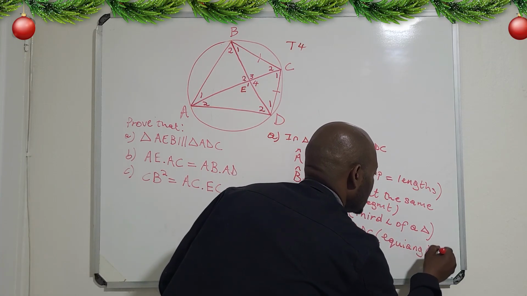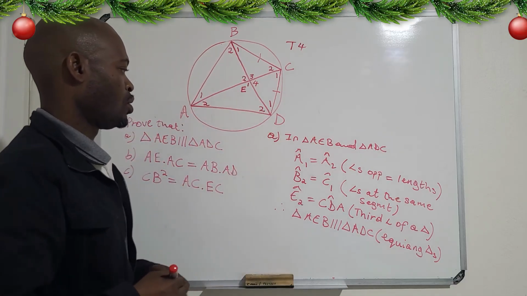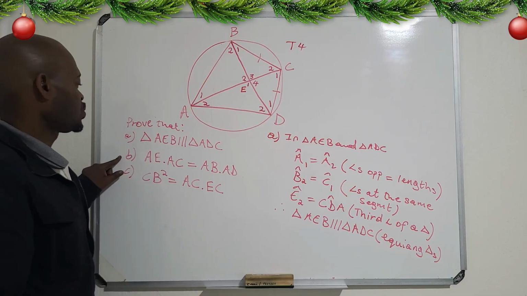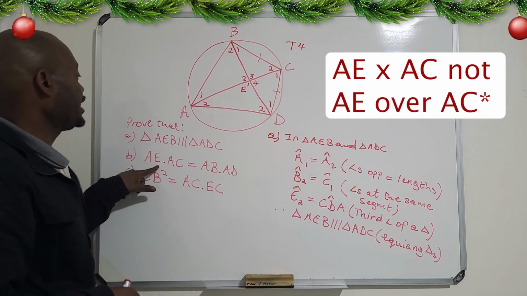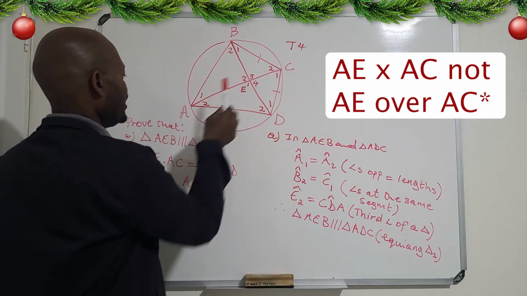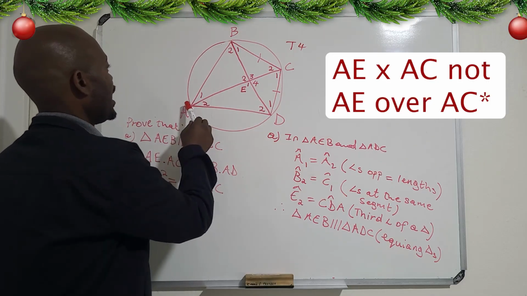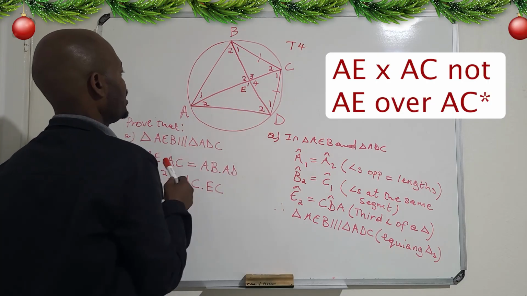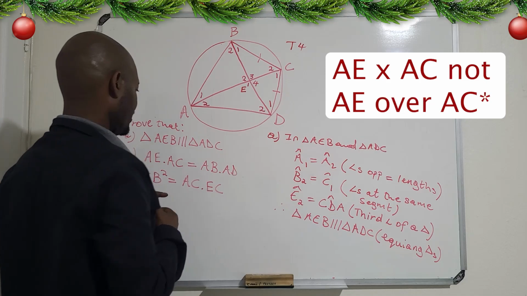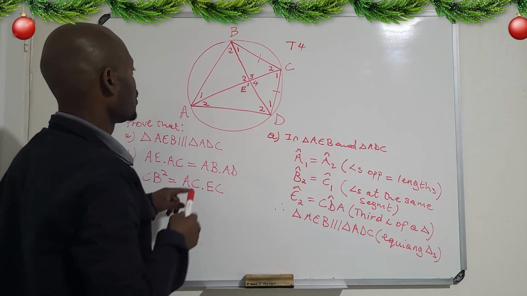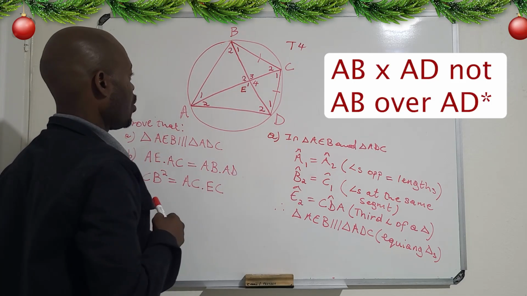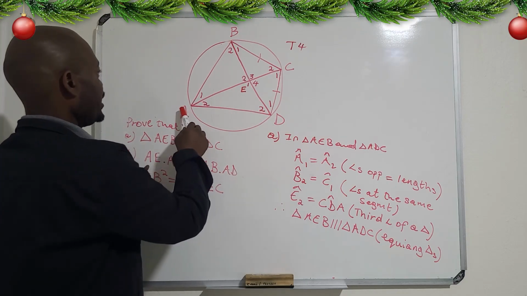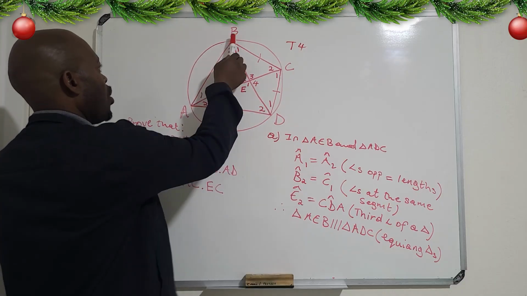Equiangular triangles, or angle, angle, angle, if we wanted. Now, for B, they say to us we must prove that AE over AC is equal to AB over AD. So you can see that AE is a side on this triangle.